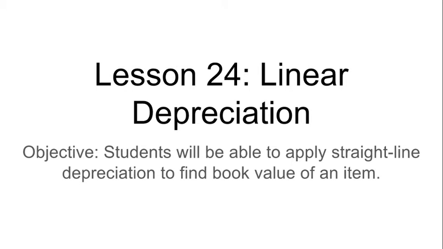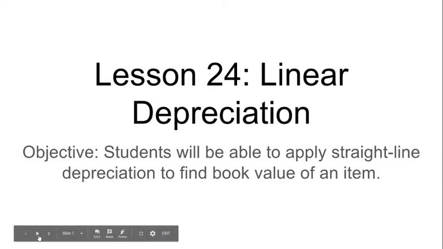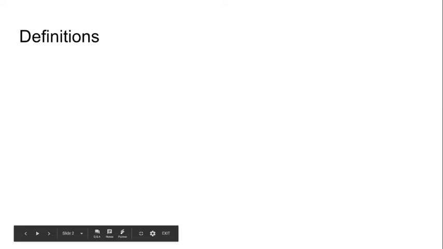Alright, welcome to your Asynchronous Session 5 for Business Math B. We're going to talk about Lesson 24, Linear Depreciation. So the objective is that students will be able to apply straight line depreciation to find book value of an item. So the first thing we're going to do is go through some definitions.